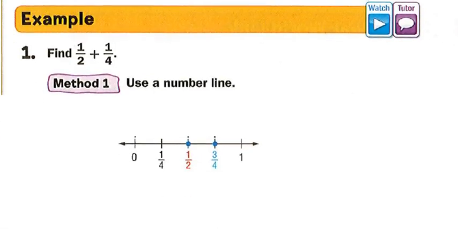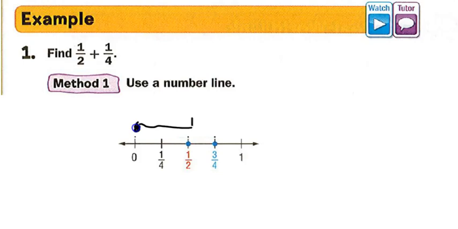Number 1 here, we're going to take 1/2 and we're going to add it to 1/4. So there's really two ways you can do it. The first method would be to use a number line. All right. So with our number line, I've identified 0 and 1 because everything we deal with, 1/2, 1/4, are both less than 1. So they fall on the number line between 0 and 1.